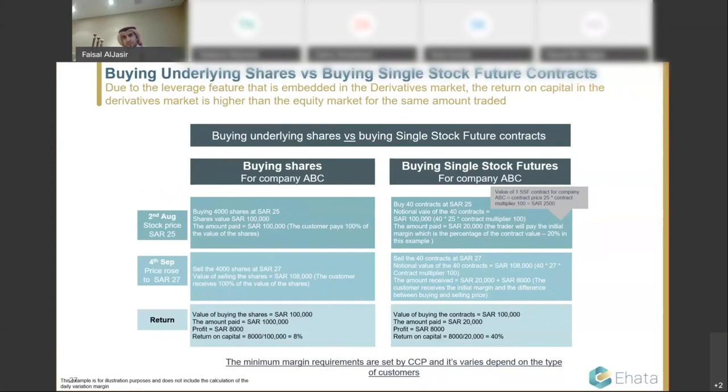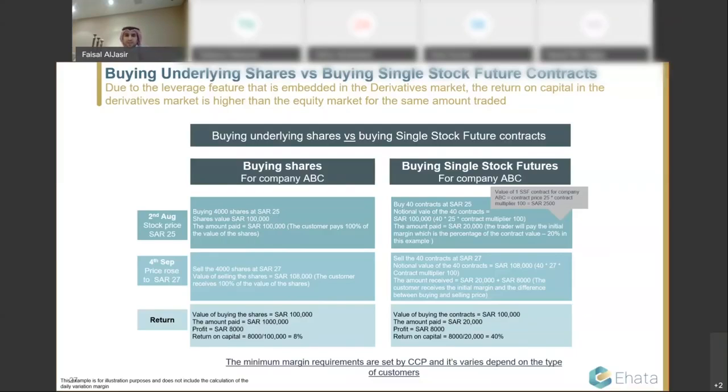And this is a very good example, as I mentioned previously, of the leverage component. So what we currently have is that you buy the shares. If we're talking about company ABC, whatever company it is, you want to buy 4,000 shares at Saudi Riyal 25 per share, and the shares value in this case will be 100,000. So you have an exposure of 100,000 to that company. Definitely, you'll need to pay the whole 100% of that amount, so you'll need to put 100,000 Saudi Riyal. There is no initial margin here, because you just buy the shares.